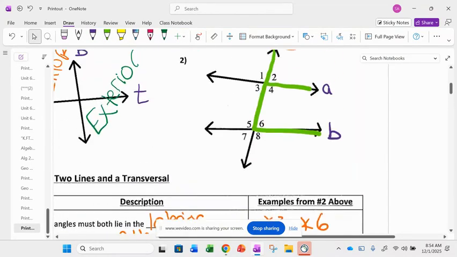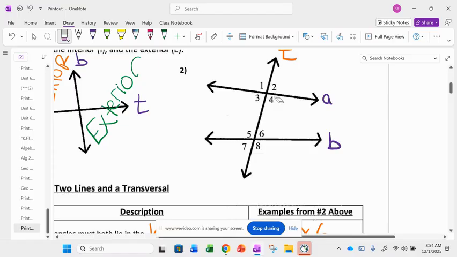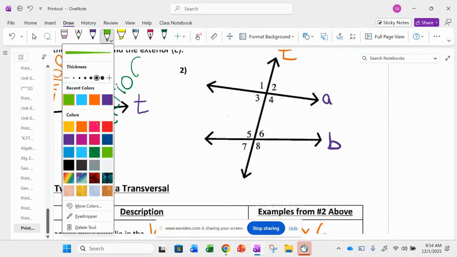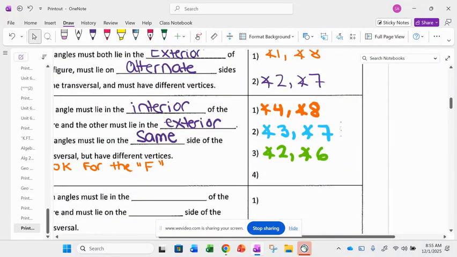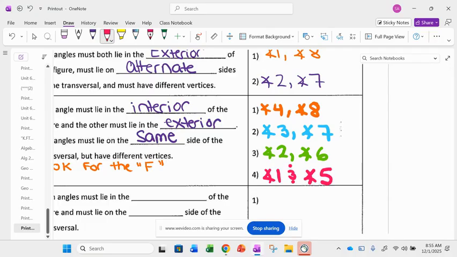Okay. Now our last one is going to be not only our upside down F, but it's going to be backwards and upside down. Which angles are in the armpits this time? 1 and 5, you got it. So those are the corresponding angles.